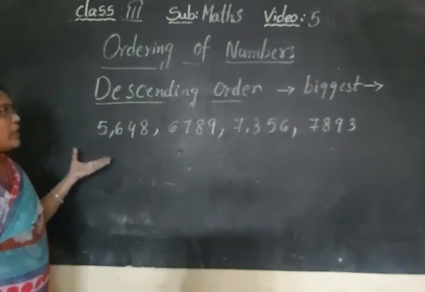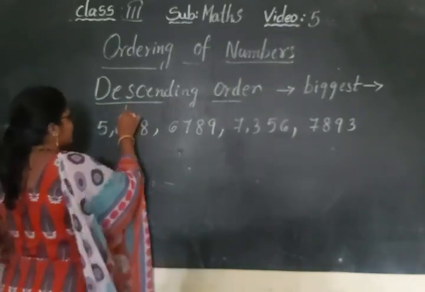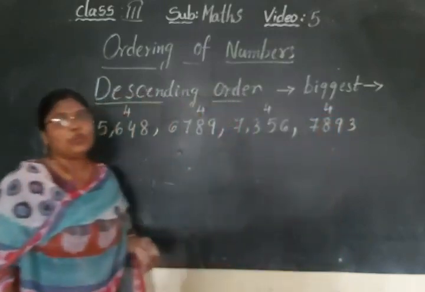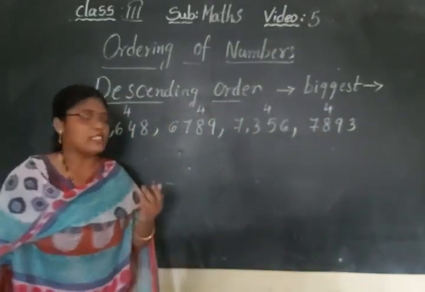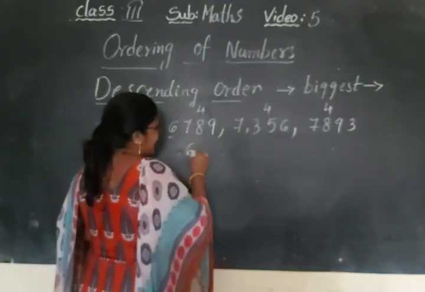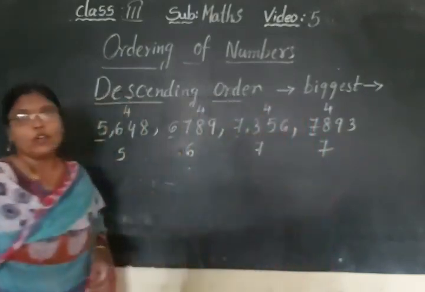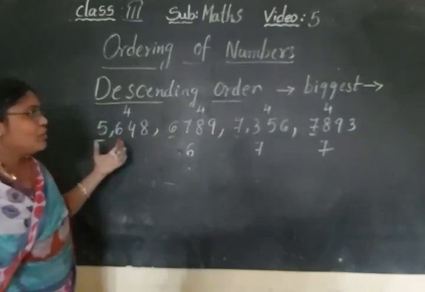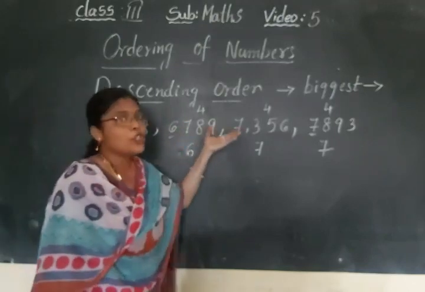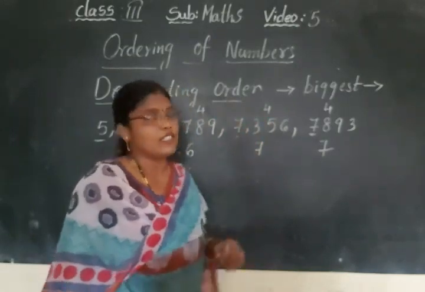Children, to write these numbers in descending order, first you have to count the number of digits. All the numbers have 4 digits. So what do you need to do? Compare the first digit. What is the first digit here? 5, 6, 7 and 7 again. So what is the biggest number among 5, 6 and 7? 7. But we have two numbers having 7 in the first digit.